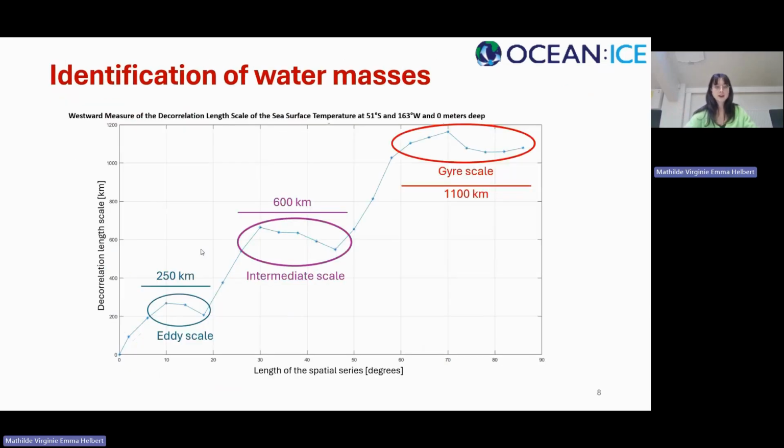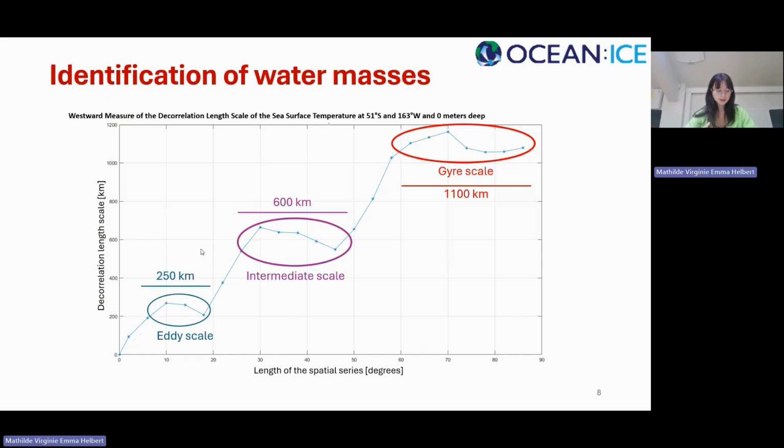As I started introducing, I found that there is a dependence between the decorrelation length scales calculated from the autocorrelation and the length of the spatial series. In general, the shorter the spatial series, the shorter the decorrelation length scale, and thus the smaller the structure that is represented. However, as you can see here, this relationship breaks at some given length scales for a few iterations where the length of the spatial series is increased, but the decorrelation length scales stay relatively constant. So we have this staircase-like feature that you can see on this figure.